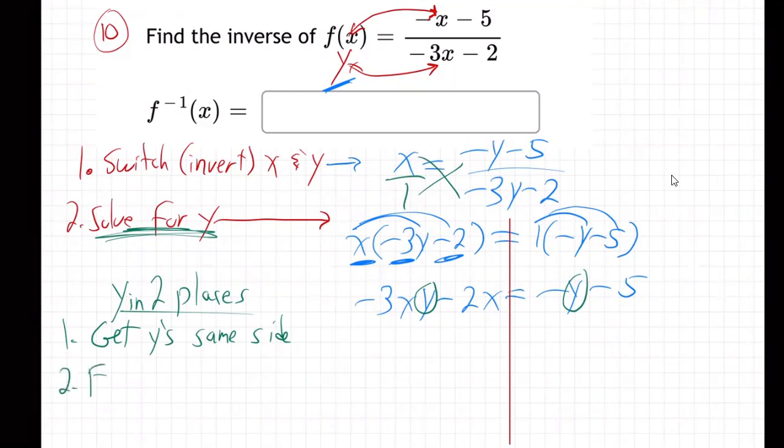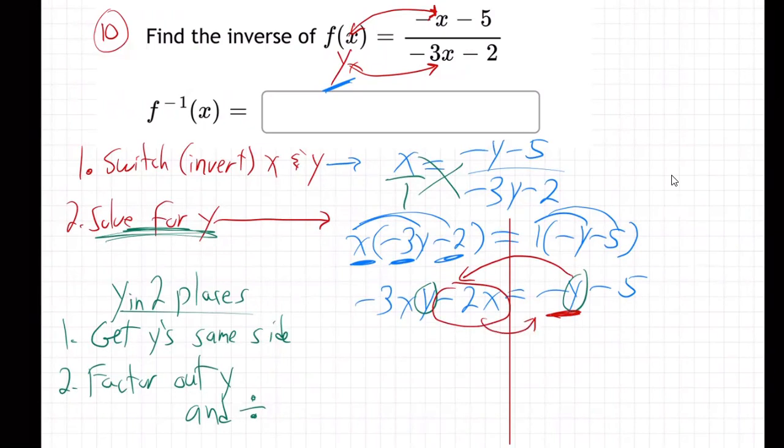Step 2, factor out y and divide. Okay, so let's do it. Let's get the y's on the same side. How do you do that? How do you get the y's on the same side? Well, just grab this minus y and jump him this way. And grab this minus 2x and jump him the other way.